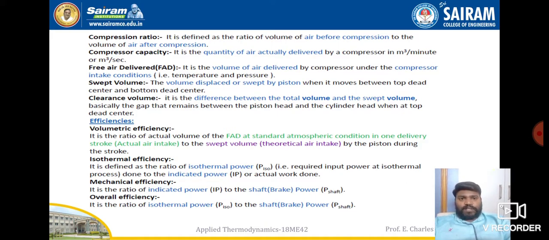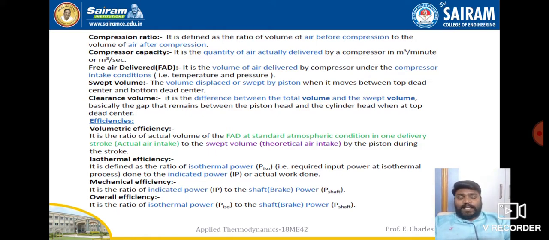Now coming to these efficiencies, there are different efficiencies like volumetric efficiency, isothermal efficiency, mechanical efficiency, and overall efficiencies. See, first one is a volumetric efficiency. So it is all about how much amount of air in terms of volume it is occupied. So that will give you the volumetric efficiency. So the ratio of volume of air in one delivery stroke, that is actual air intake, to the swept volume, theoretical air intake by the piston during a stroke. So this is all about volumetric.